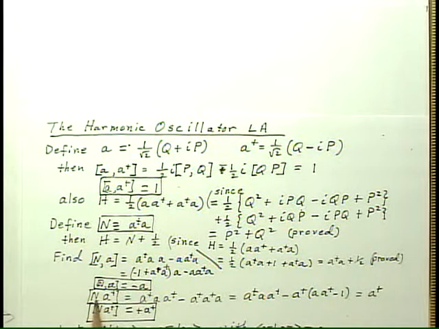Likewise, we look at the commutation rules between N and A dagger, and we do exactly the same structure, and we're able to show here that we get A dagger. So we have the commutator of N with A dagger equal to plus A dagger, as opposed to the commutator of N with A, which is minus A.